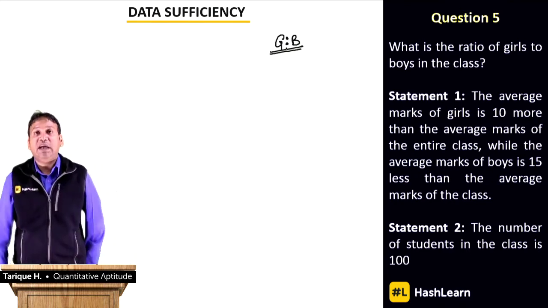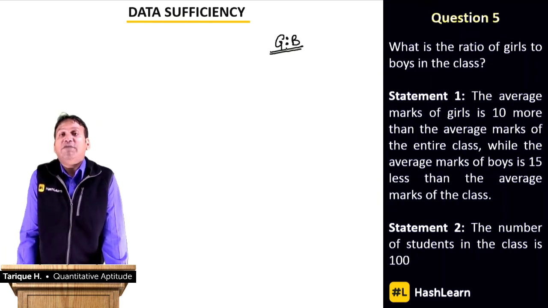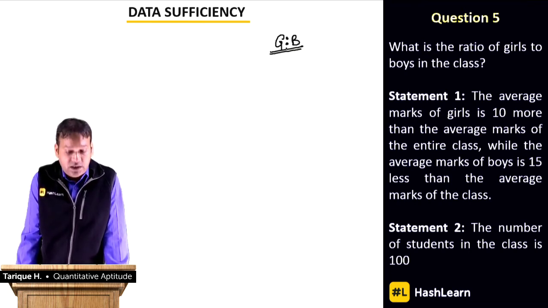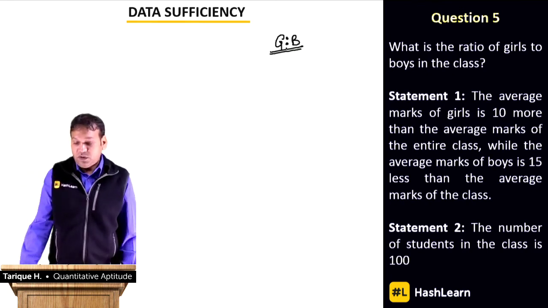And you have to mark the answer as A if you believe that statement 1 alone is sufficient, B if you believe that statement 2 alone is sufficient, C if both the statements together are sufficient, D if either is sufficient, and E if both together are also not sufficient to solve the question. So start with this question here.